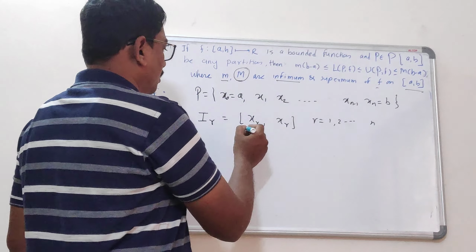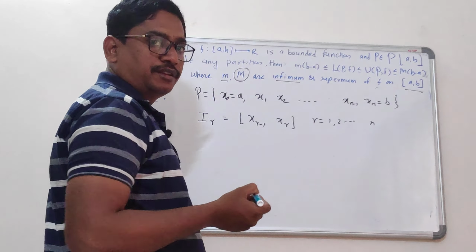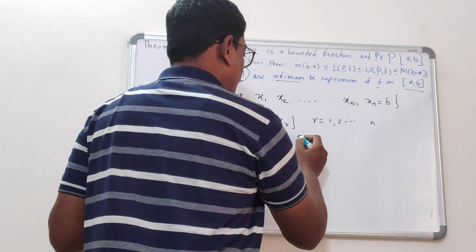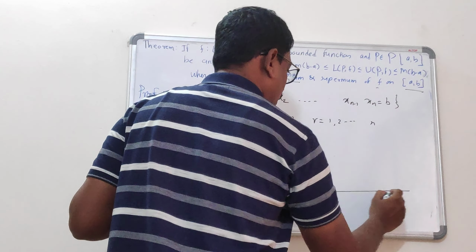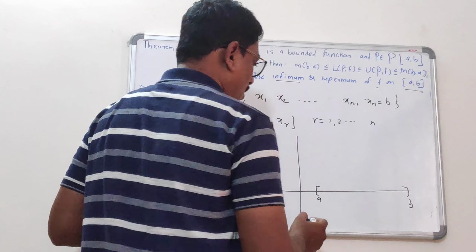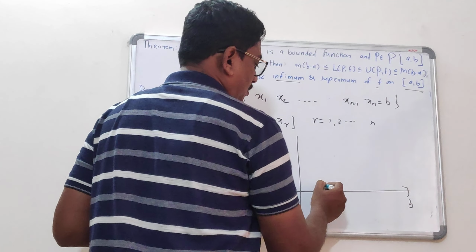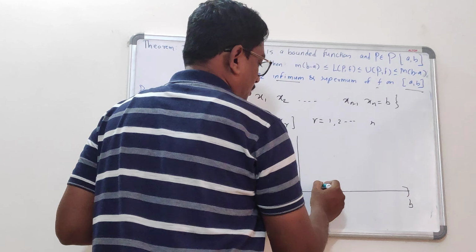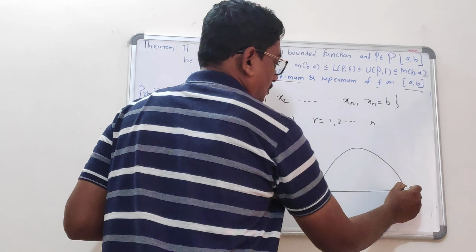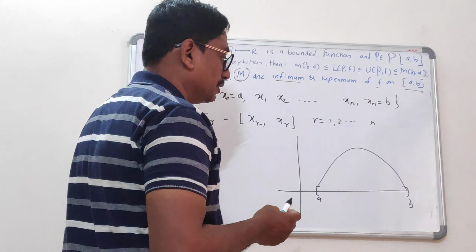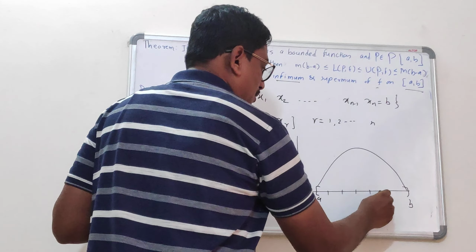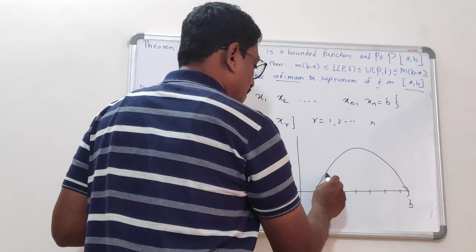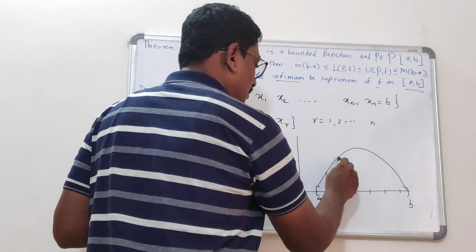And later on, since it is bounded on the interval [a, b], I can show it. Suppose this is your interval a and b, and you may have an increasing or decreasing function. I will take both cases, like this, increasing and decreasing in the region, and I am taking a partition of this interval like this. These are the points on each subinterval.